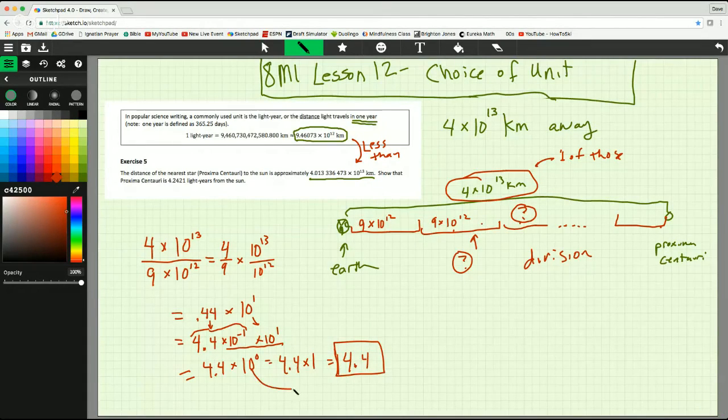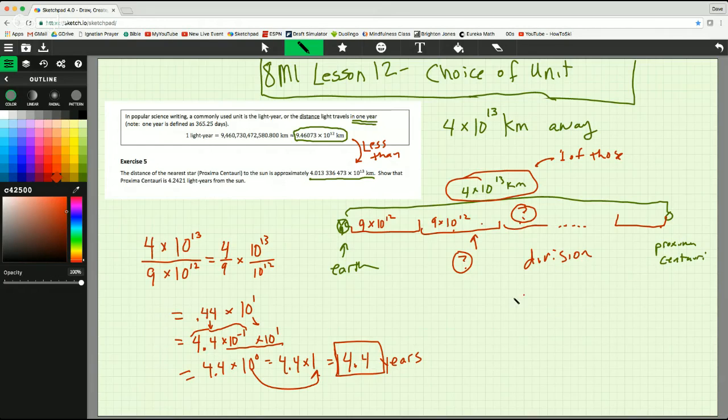Remember, 10 to the 0 is just 1. Anything to the 0 power is 1. So it's 4.4 light years away. So if I started some light here from Earth right now, it would take 4.4 years for light to travel all the way to Proxima Centauri.